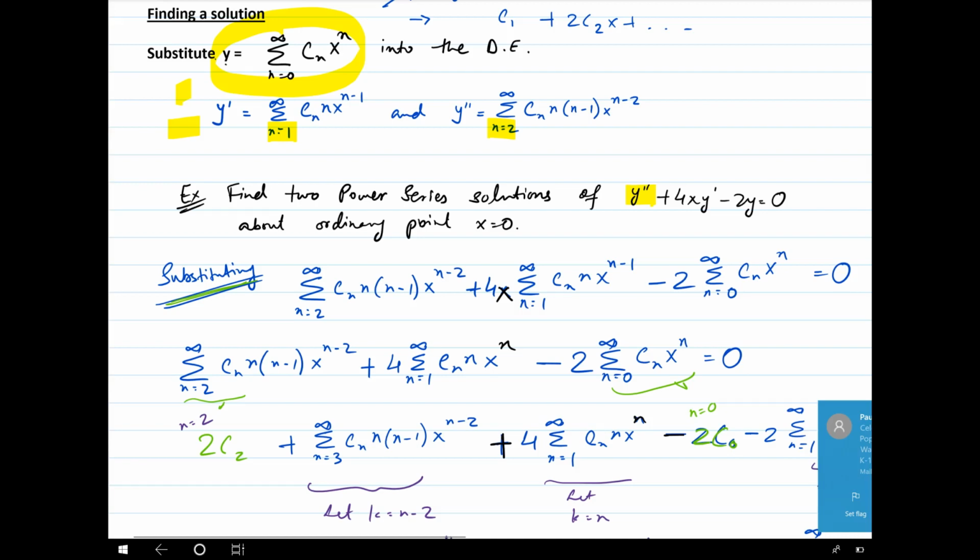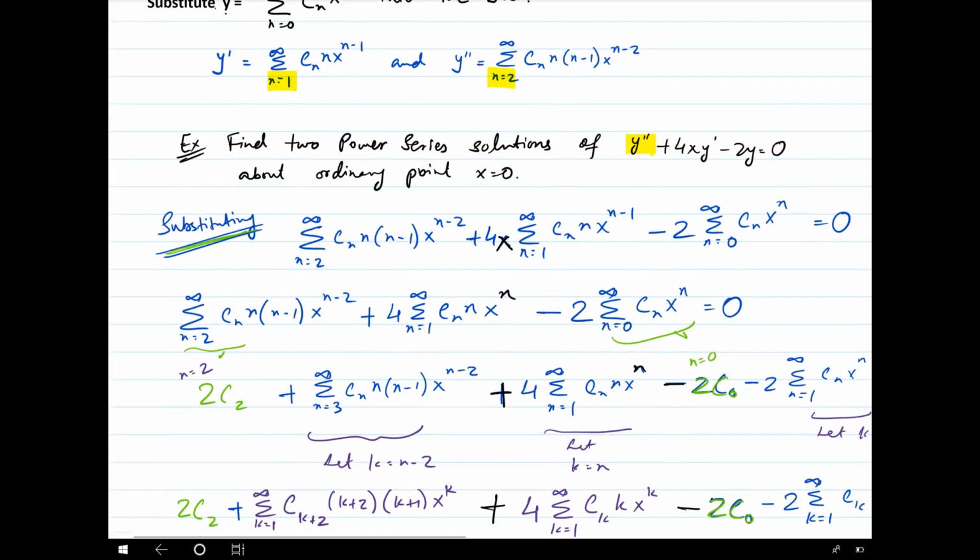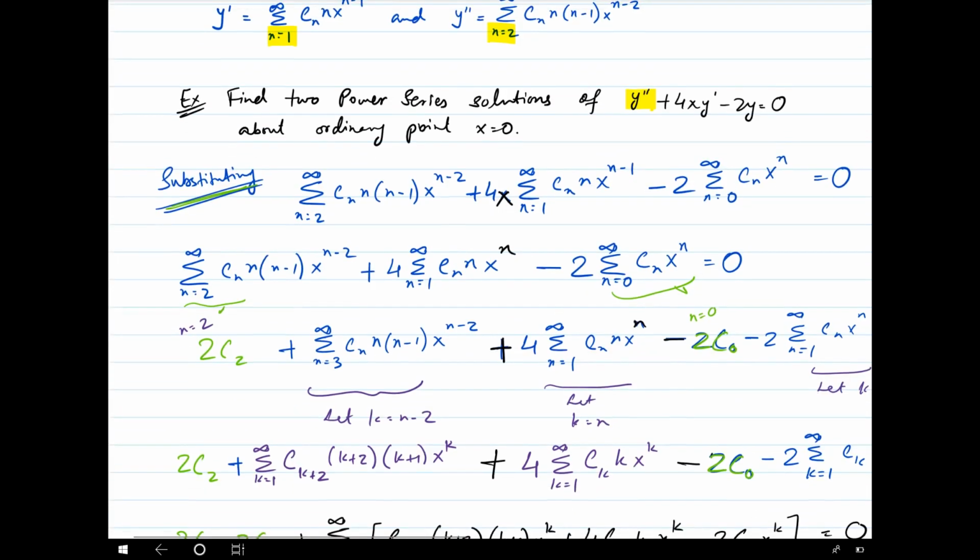Once you have all of this in this form, all you have to do is apply the same properties we talked about last class. One of the first things is that the exponents of x need to be the same, and the index must start at the same place. So the first one's index is starting at 2. If you write it out, you have x raised to the 2 minus 2, which is x raised to the 0.